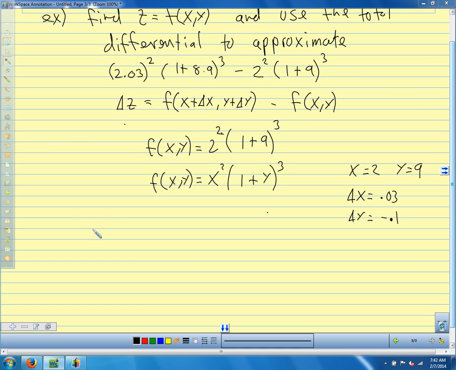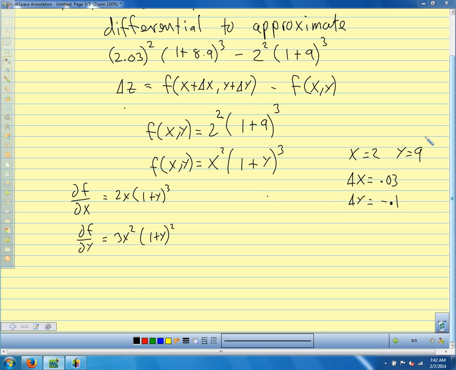So df dx, we need df dx for our total differential. We found our function. df dx is 2x times 1 plus y to the third. df dy. See, isn't doing calculus much more fun than using our calculator? df dy is 3x squared times 1 plus y squared. Well, I like calculators too, but calculus is way better. So at our point, now we can plug in at 2, 9.